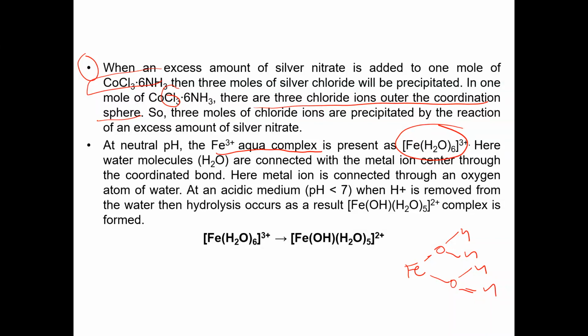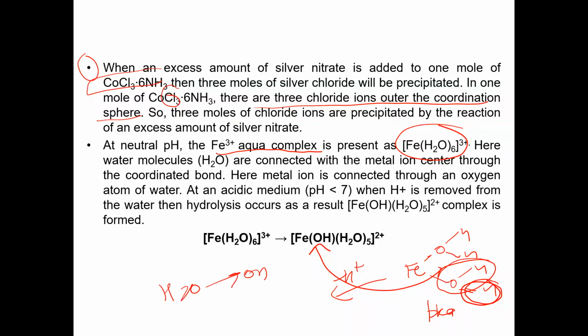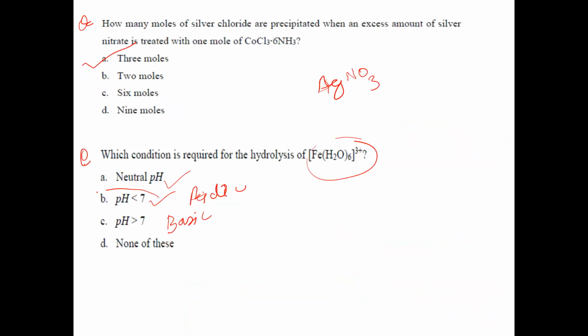In acidic medium, it basically depends on the pK value. Okay, pK, you know, is the term related to dissociation. So this proton may be lost in the acidic medium, right? When this proton is removed from the water, then hydrolysis occurs. So this proton is removed. What entity remains here? That is basically the hydroxide. So one water molecule is converted into OH, and five remain intact. This complex is formed in the acidic medium only. So less than 7 pH is required for the hydrolysis. Okay.